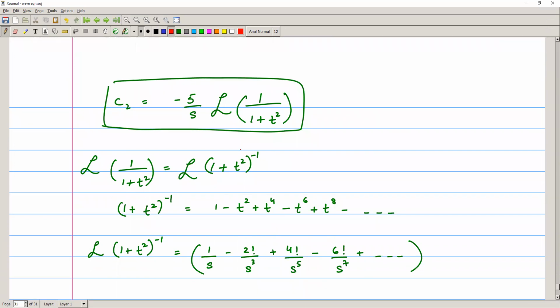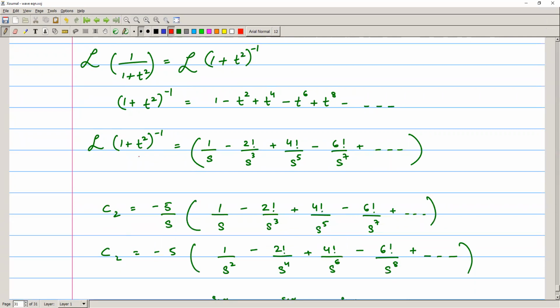So now we know that 1 over 1 plus t squared can be written in the form (1 plus t squared) to the power negative 1, which is equal to 1 minus t squared plus t to the power 4 minus t to the power 6, and so on. Therefore, it's easy to find the Laplace of this function now.